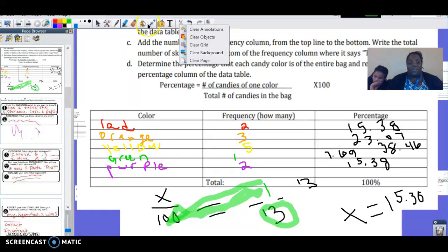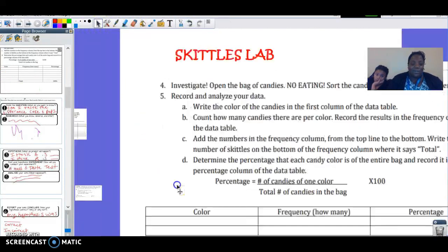So the next page is where you're going to draw a graph. And you're going to watch the beautiful, talented skills of drawing with a mouse.